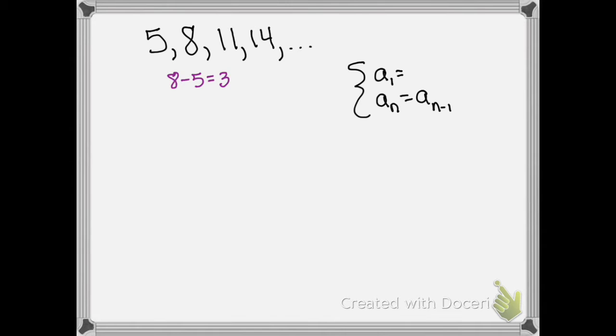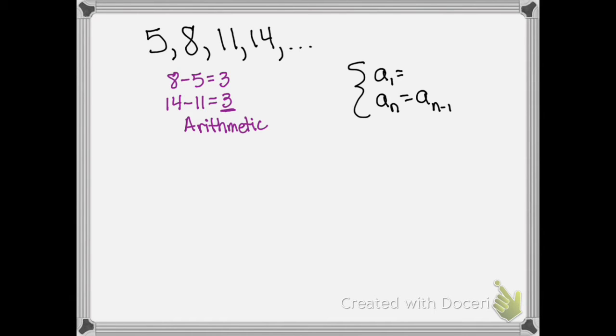I'm going to do the same thing with 14. And the one that comes before that is 11. And you can see that I get 3 for both of them. So since I subtracted each time and I got the same number, this is an arithmetic sequence. And the 3 that we found is the common difference.